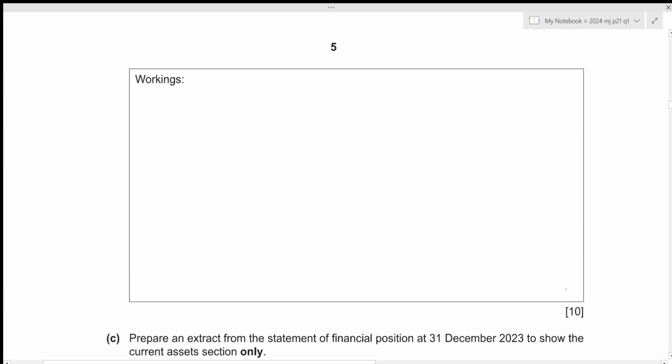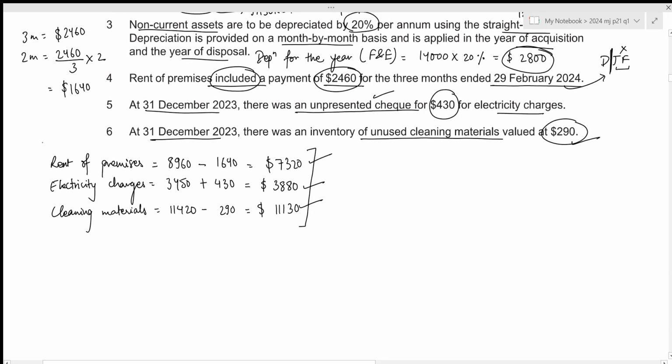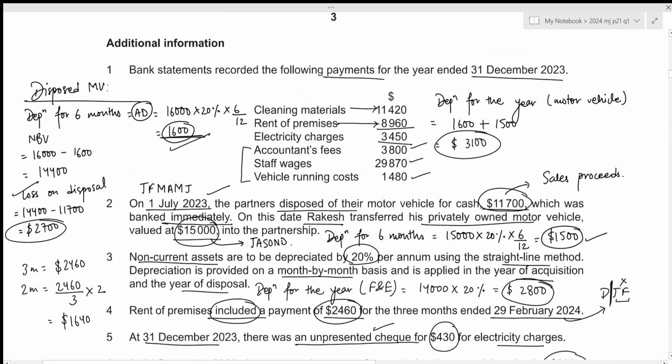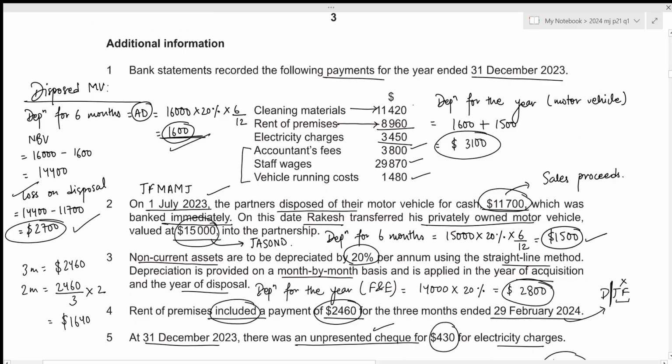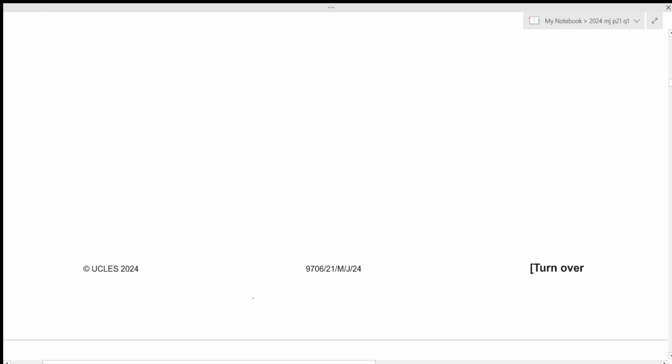And we have been given the working section right here. So you need to show all your workings for these three. Then you need to show your workings for the loss on disposal, workings for depreciation charges within that particular box so that you get your markings correctly. Let's move on.